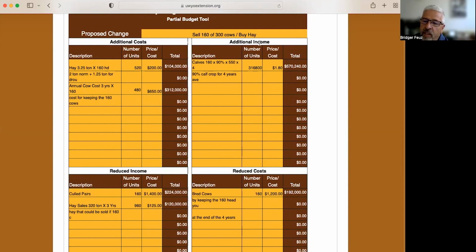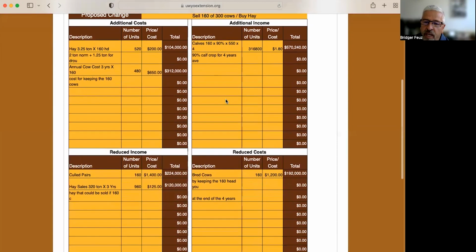So what's the additional income we would get by keeping those 160 cows? Well, it's selling the calves, right? So if we have 160 calves times a 90% calf crop, and our calves weighing 550 pounds, and we're going to sell 4 years of those calves. That's 316,000 pounds of calves that we're going to sell. And we have them in here at $1.80. So that's another $570,000 in income in this example.